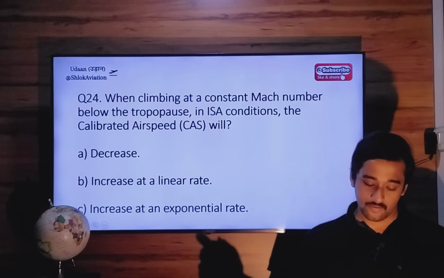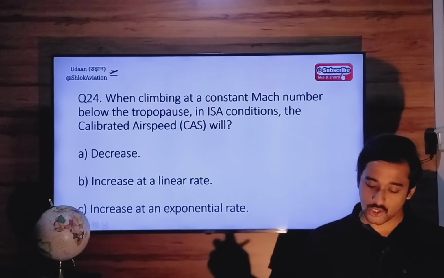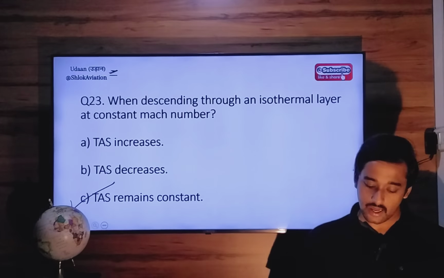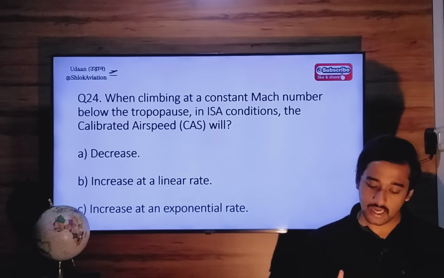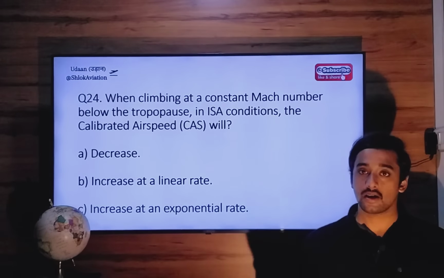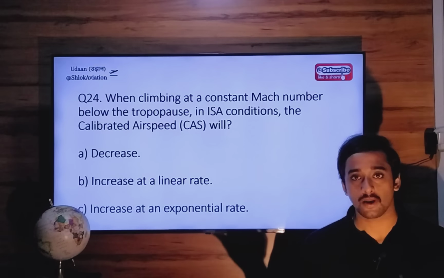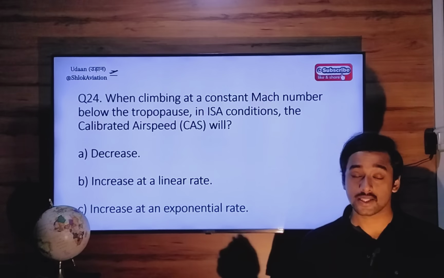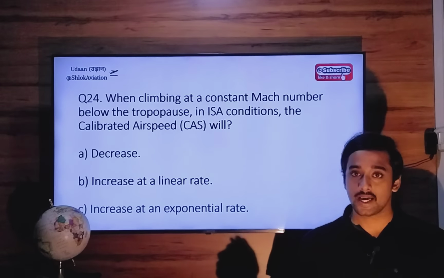Question 24. When climbing at a constant Mach number below the tropopause. In question 23, you were descending at constant Mach number. Now in this question, you are climbing at constant Mach number, but in an ISA atmosphere. That means this atmospheric layer is not isothermal, it is not an inversion layer, it's a normal ISA atmospheric layer. What will happen to calibrated airspeed?